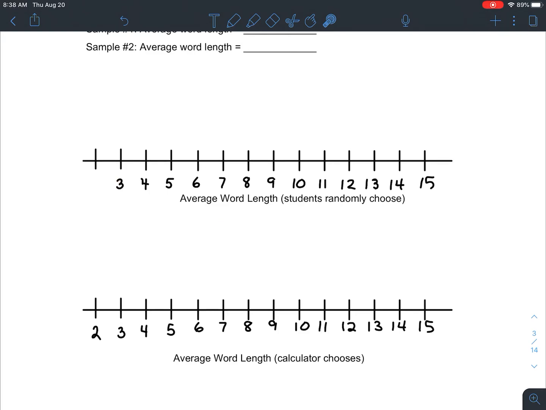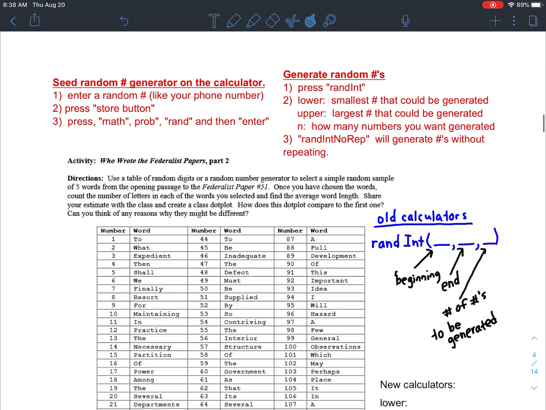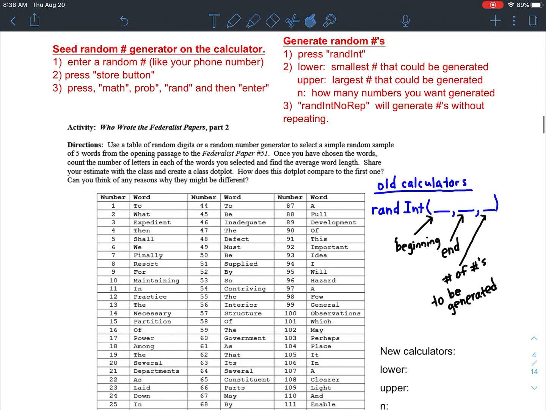And then what we were doing on the next page is we were letting the calculator randomly choose what words we selected. Now, there are a couple of videos on my webpage showing you how to seed your random number generator on your calculator, and then how to actually use the feature on your calculator to randomly generate some numbers. Okay, and you can watch that video to see how to do that. It has the calculator on it. This is how it looks on the older calculators.